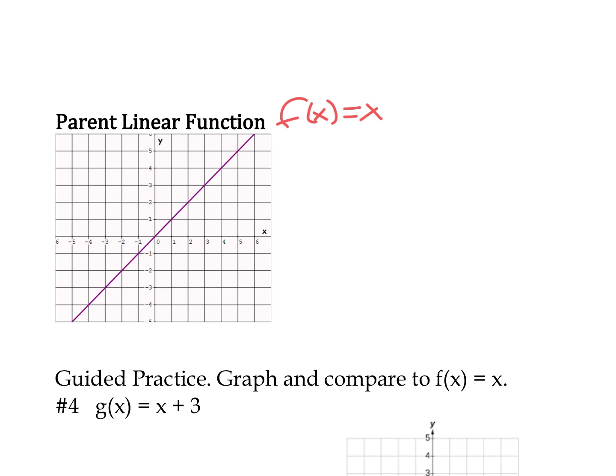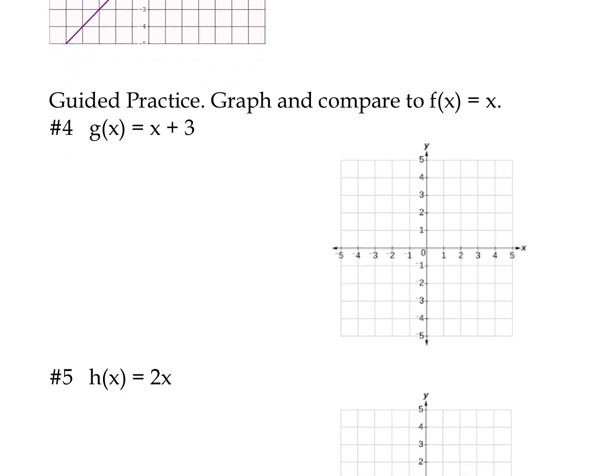All the other linear functions are based off of this parent. They have the characteristic of this graph, and then they're changed in some way, just like offspring are changed from their parents. So there are some variations of them, but the parent graph has a y-intercept of 0 and a slope of 1. So what would that look like when we graph and compare to that parent function?